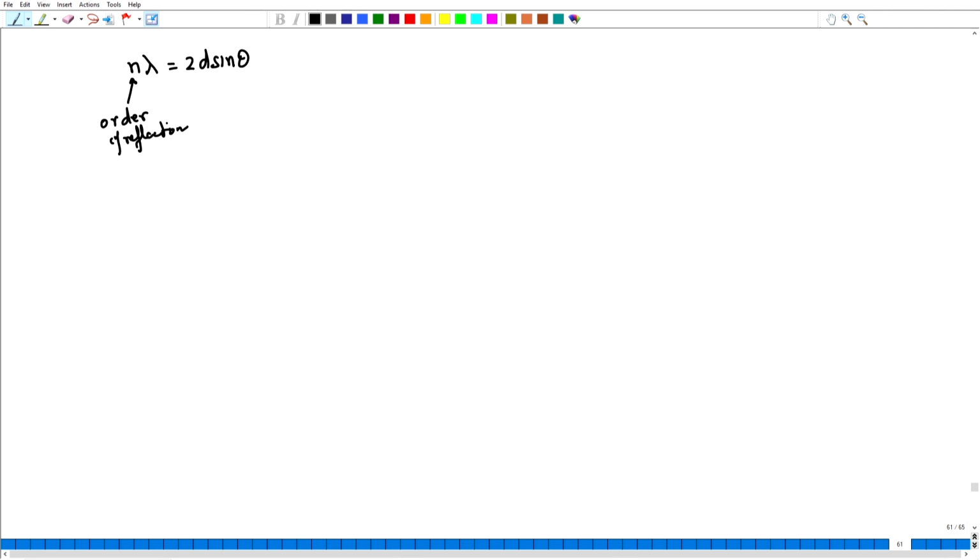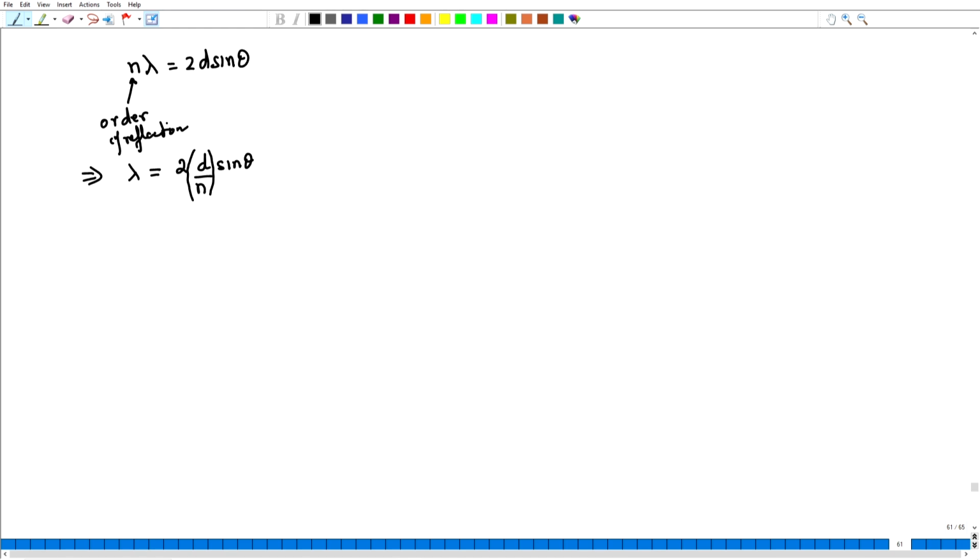So, now for convenience we can try to eliminate n from this equation, and how we can eliminate n is as follows. Lambda can be written as 2d upon n sin theta. Now, let us try to understand this term d upon n.